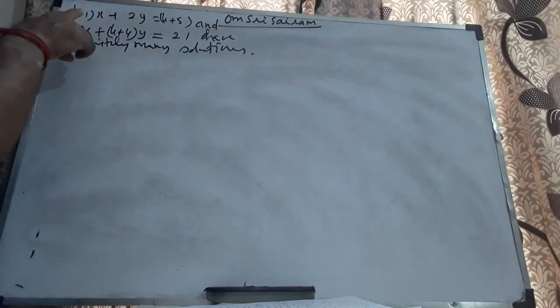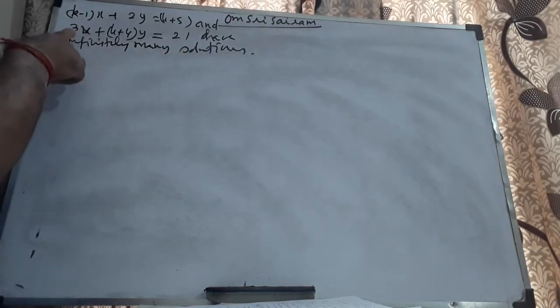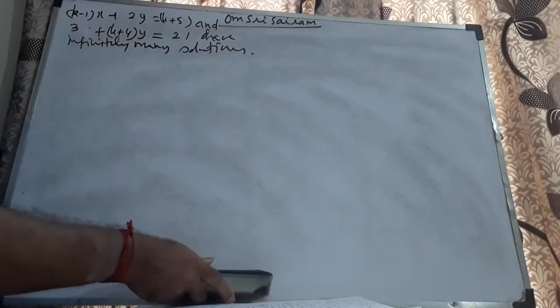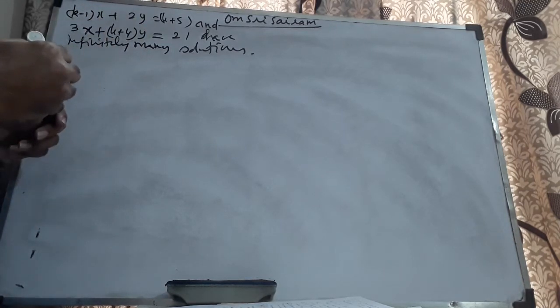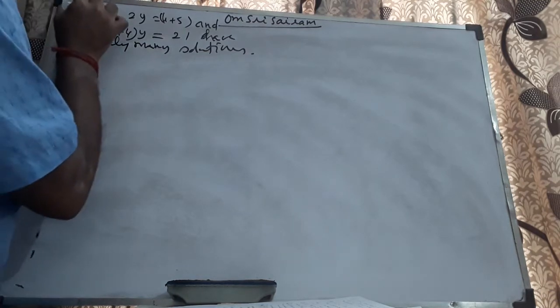Let me repeat, (k minus 1) x plus 2y is equal to k plus 5, and 3x plus (k plus 1) y is equal to 21. They have infinitely many solutions. When that is the case, find the value of k. Okay, I will continue with the answer directly.